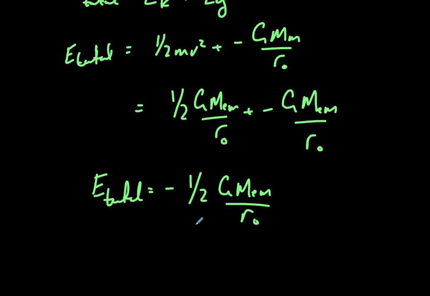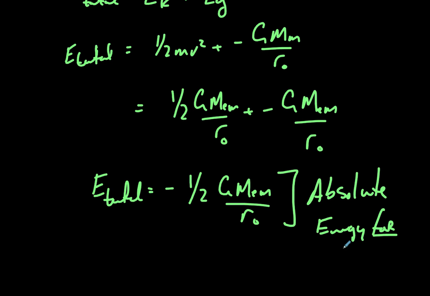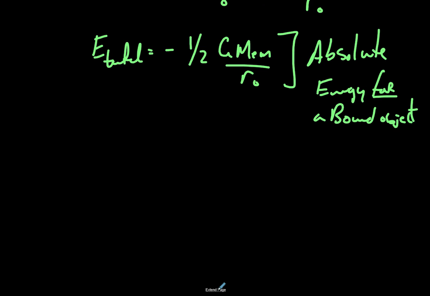Okay, so we would say then this is the absolute energy for a bound object. And on its own, it's sort of useless. But what we're going to use it for is we're going to say, what is now the binding energy?